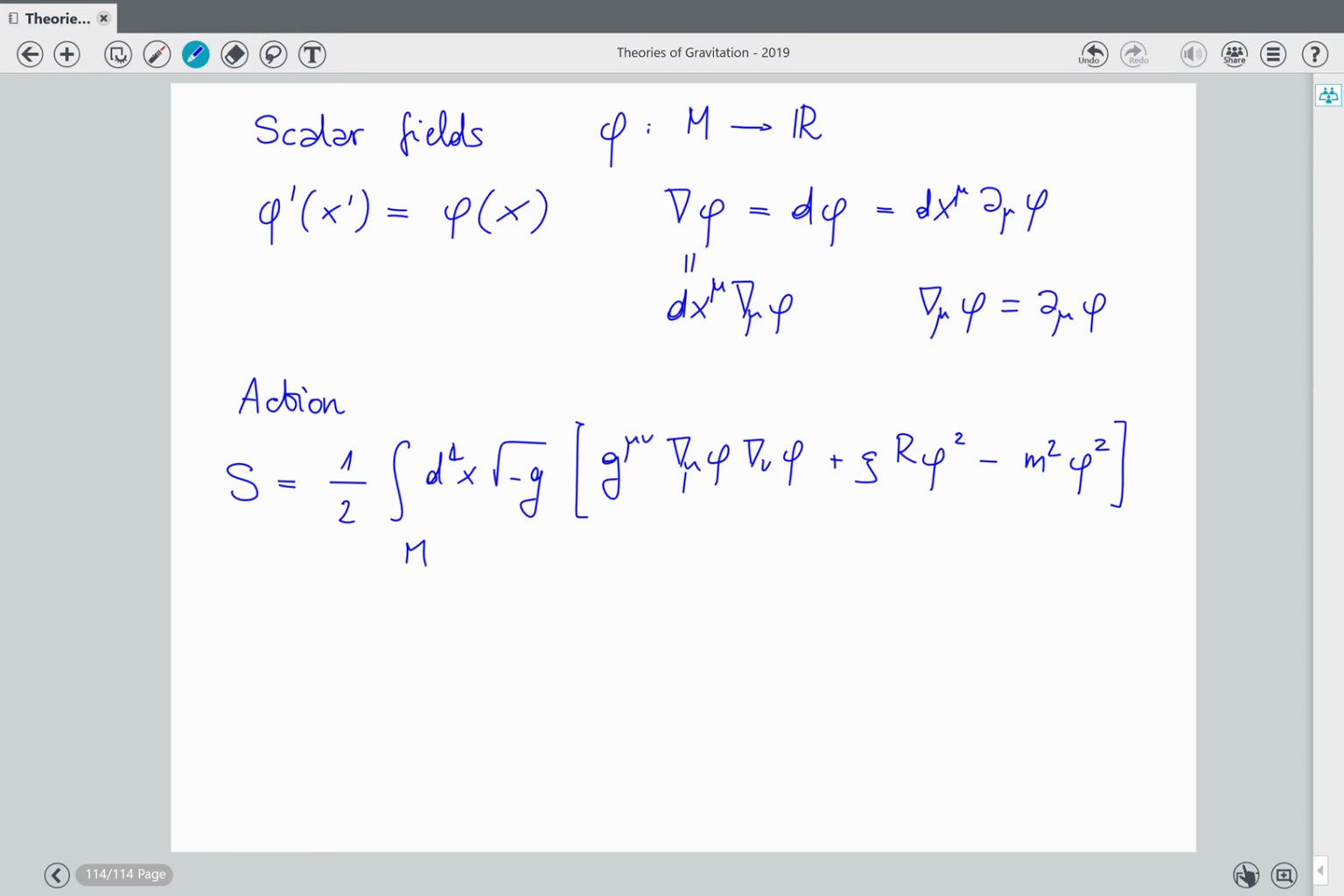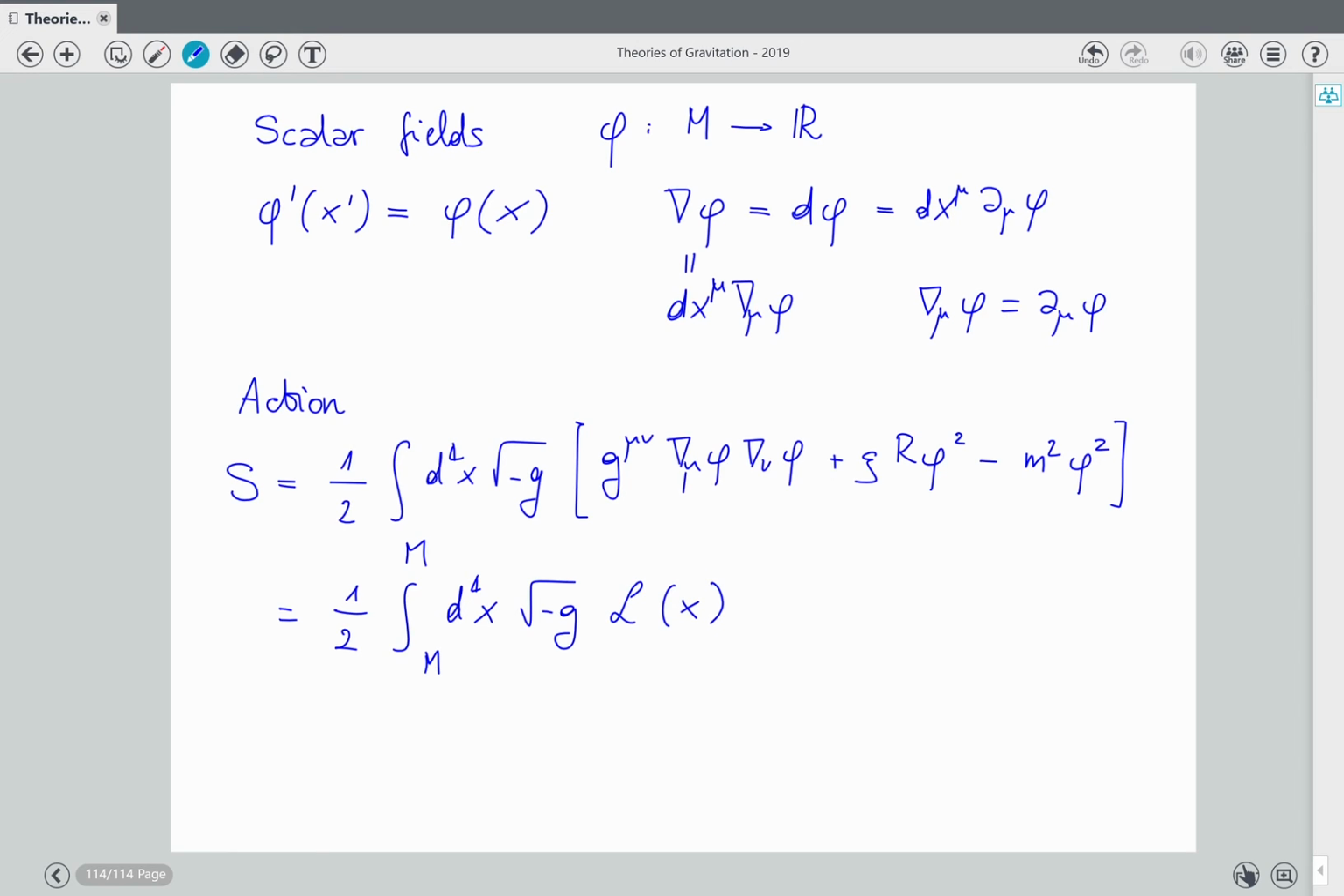So what is this? We can also write the integrand as d^4x square root of minus g times something that we can call the Lagrangian density, actually. So first of all, what does this mean?